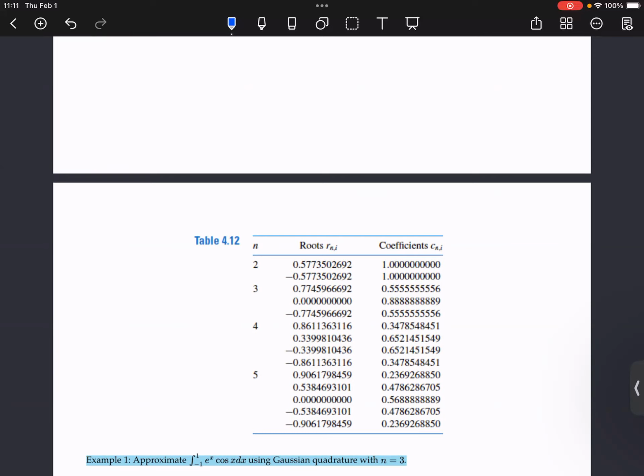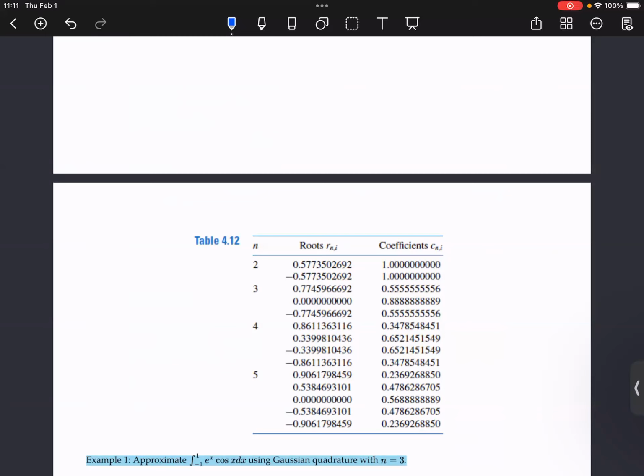If we have two nodal points on the interval -1 to 1, then the nodal points should be these two. If you go to Canvas and take a look at the completed notes, this one is the square root of 3 over 3, and this one is the negative square root of 3 over 3.